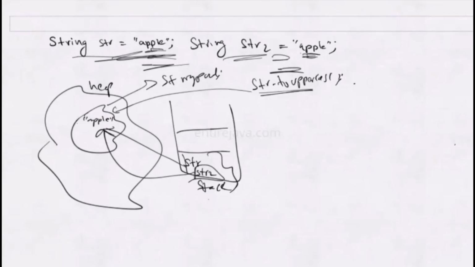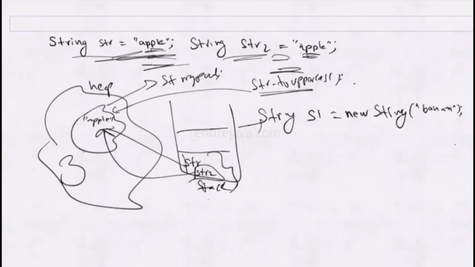But just in case you decide to not bother about memory, and you decide to create a string object in heap memory, there is a way to do that as well. This is how you do that: String s1 equals new String, and then you pass the string as an argument to the constructor of this class, which would be, say, banana. This instruction will create an object inside the heap memory, as well as a copy inside the string pool.